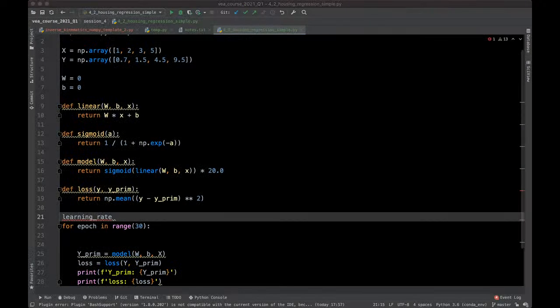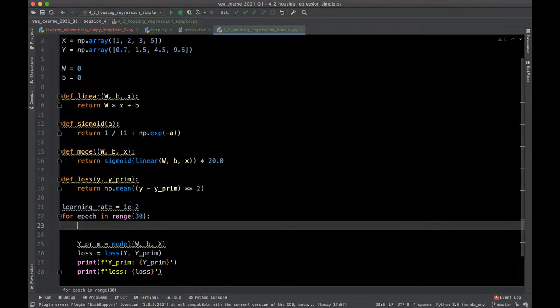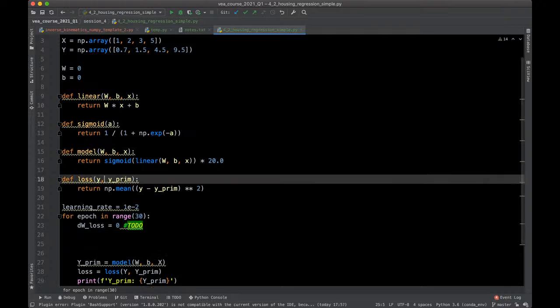So the alpha learning rate will be 1e minus 2, basically we can use the same as in our robot arm. And here, then we need to calculate the derivative of the loss function with regards to y. So we need to calculate this and apply this one to the weight matrix.